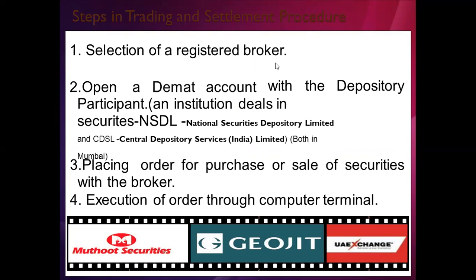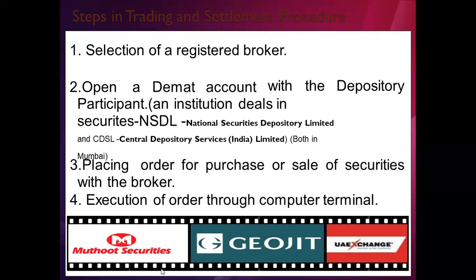Basically, in India, we have two depositories. They are NSDL, National Securities Depository Limited, and Central Depository Services Limited. These two are the major depositories in India. Of course, other than that, there are many, but these two are actually popular. So we have to open a demat account with the depository participant.